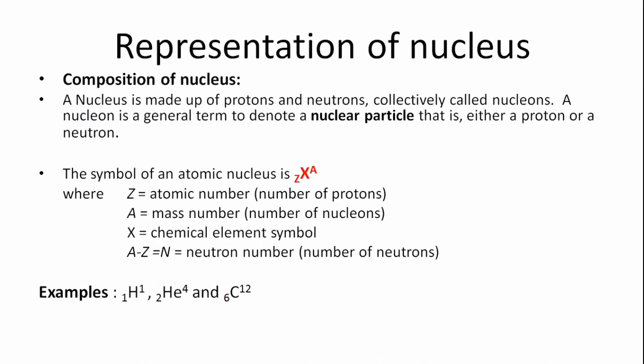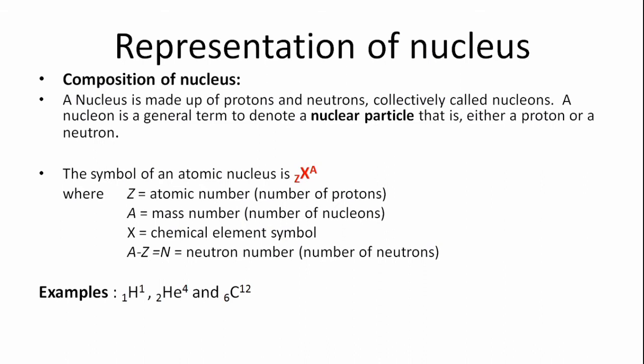The symbol of the atomic nucleus is given by, let's say I have an element which is represented by X. Then the mass number is represented by A. That is nothing but the total number of nucleons present inside the nucleus. And Z represents the atomic number, which is the total number of protons present inside the nucleus. And A minus Z will give the neutrons present inside the nucleus.